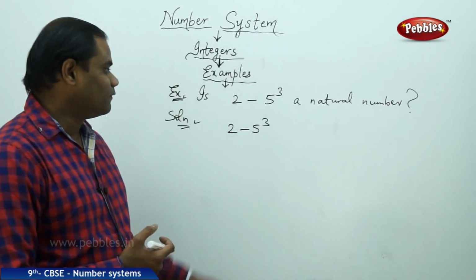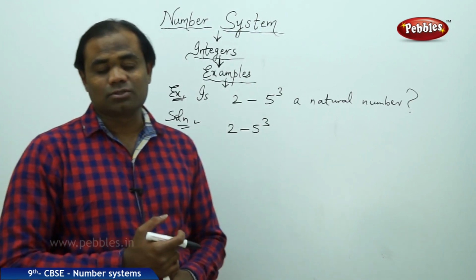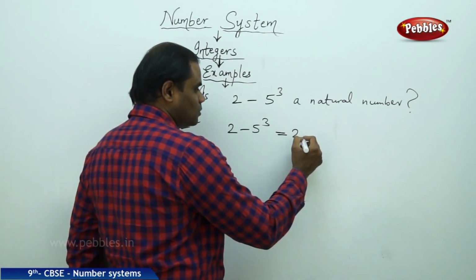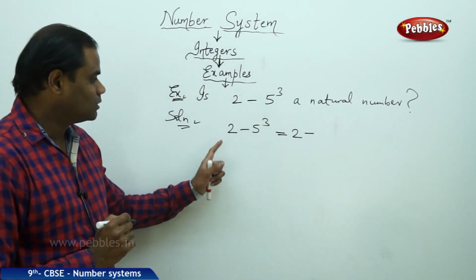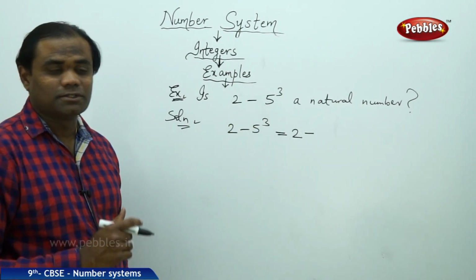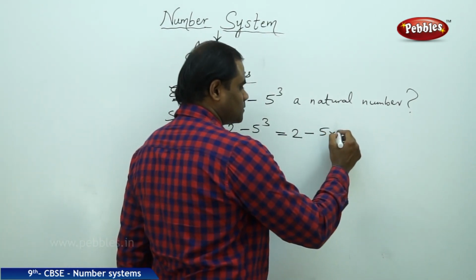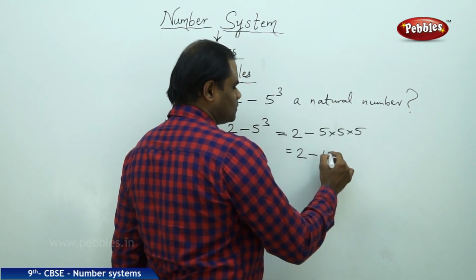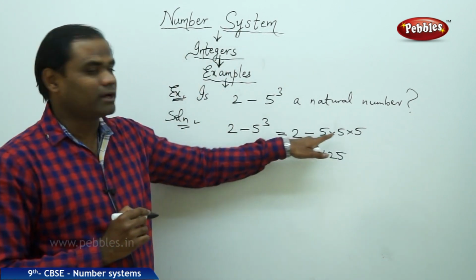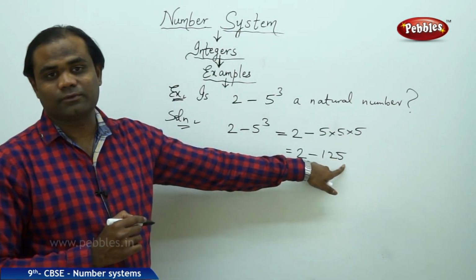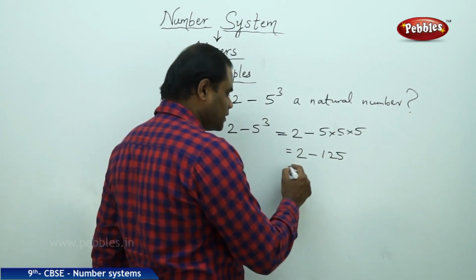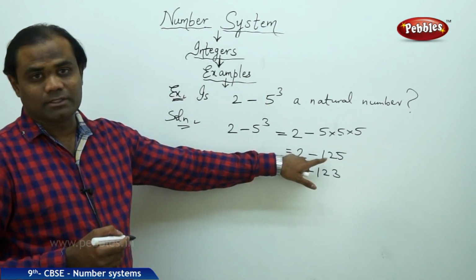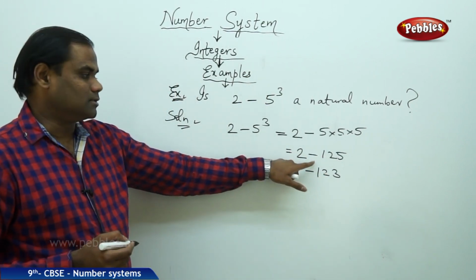For this, we come with the rule that I simplify this to the most simplified form. So 2 minus 5 cube, which is 5 times 5 times 5, comes out to be 2 minus 125, because 5 times 5 is 25 and 25 times 5 is 125. This, on further simplification, gives minus 123. Negative 123 is the final simplified answer for this.